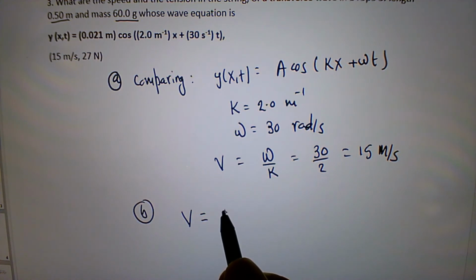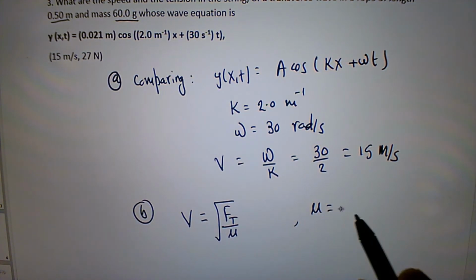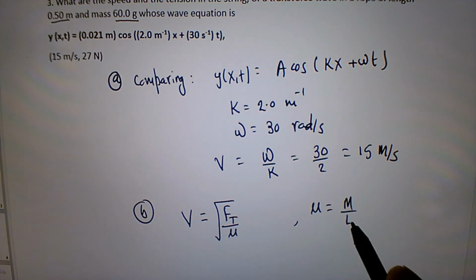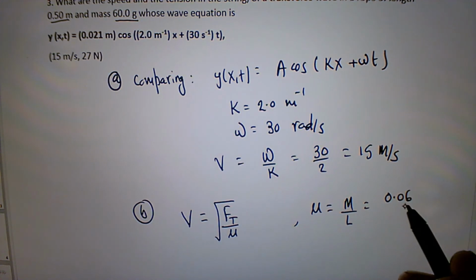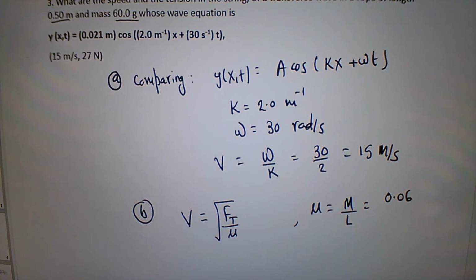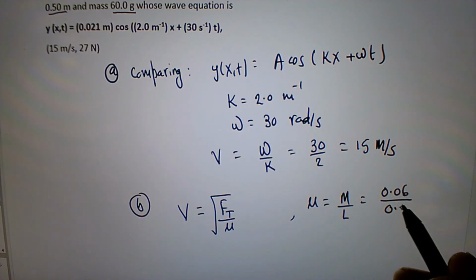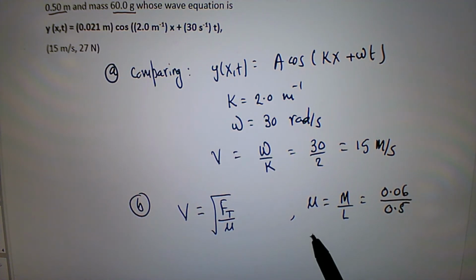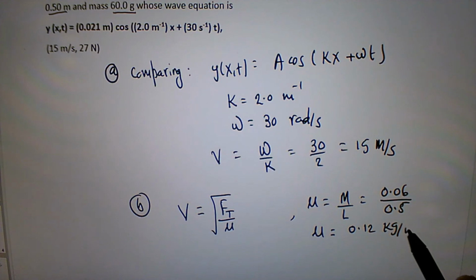And the formula is the force of tension divided by the linear mass density, mu, which is the mass per unit length. The mass is 60 grams, so 0.06 kilograms, because it has to be in meters and kilograms, divided by half a meter. So mu is 0.12 kilograms per meter, right?